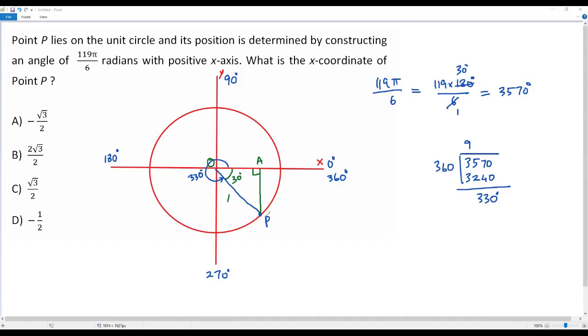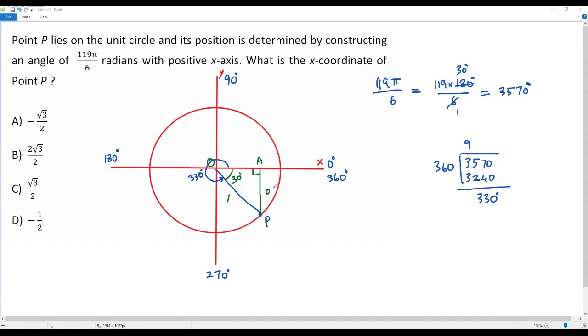So to get the x-coordinate of this point P, we have to get the length of this line segment OA. And also this vertical line segment AP represents the y-coordinate of this point P. Anyways, it's not required. I'm just saying. Okay, now let's try to get the length of this line segment OA, which represents the x-coordinate of the point P.